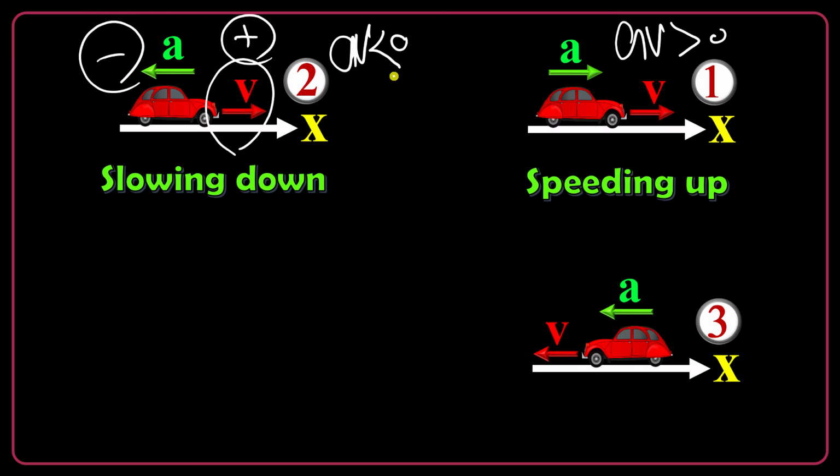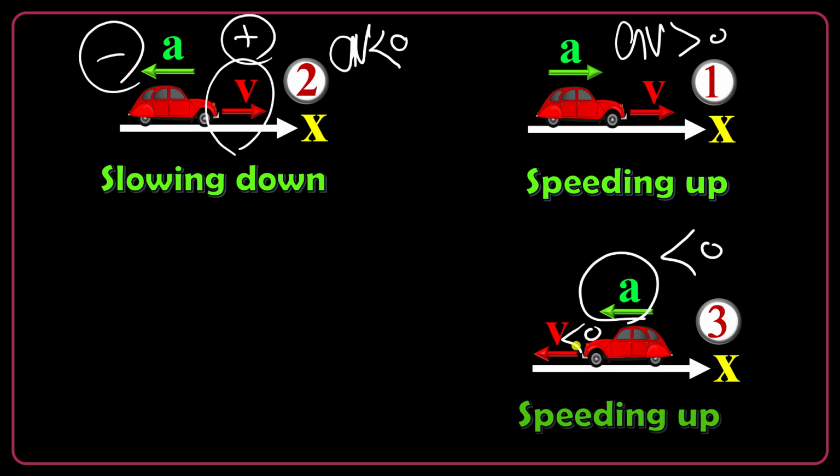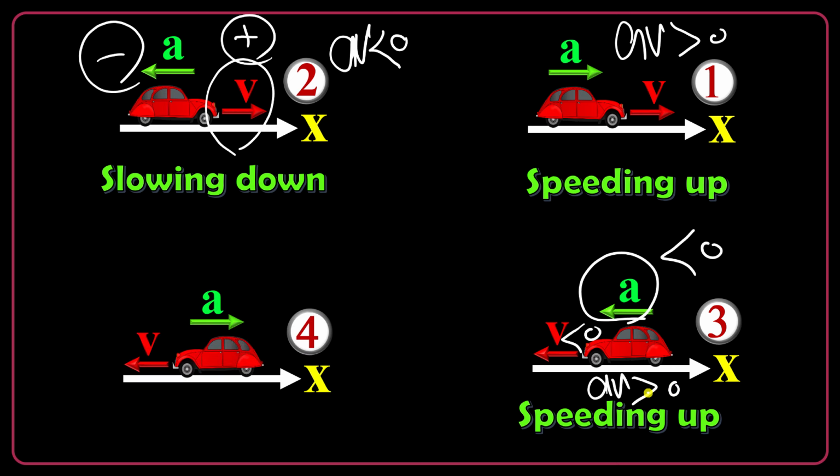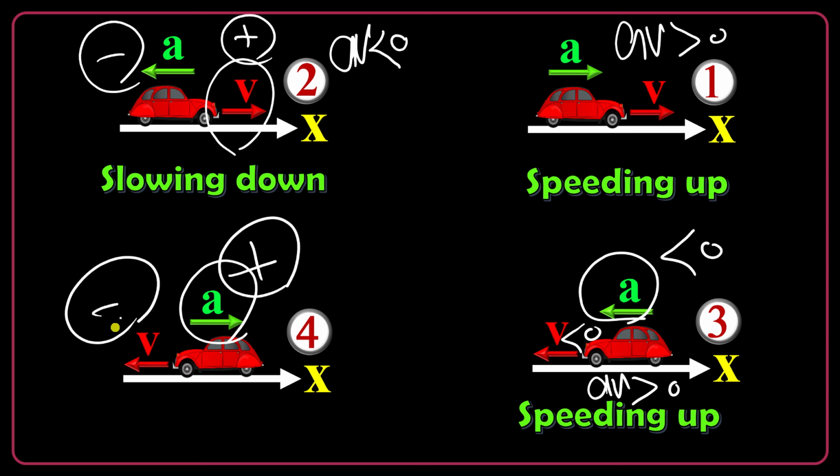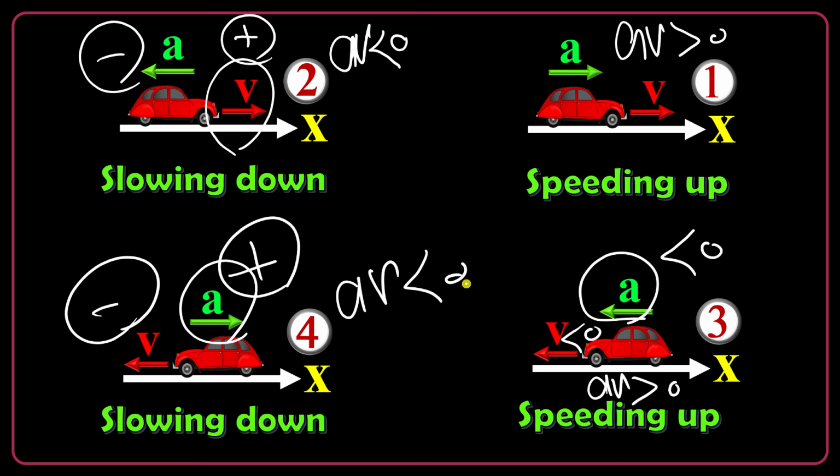This case, acceleration negative, velocity negative, both negative. If you multiply them, you will get again a positive value. So it's speeding up. AV here is positive. The last case, acceleration positive, velocity negative. If you multiply a positive by a negative value, you will get negative. So AV here is negative. So it's slowing down.